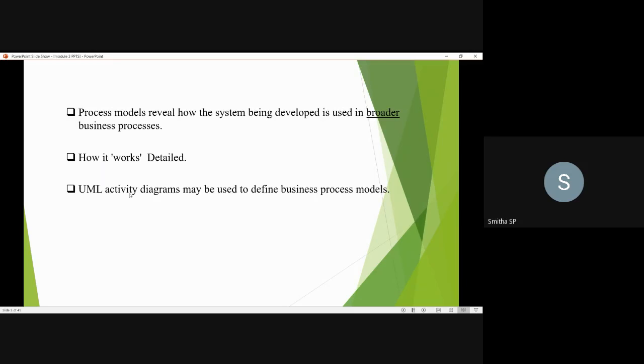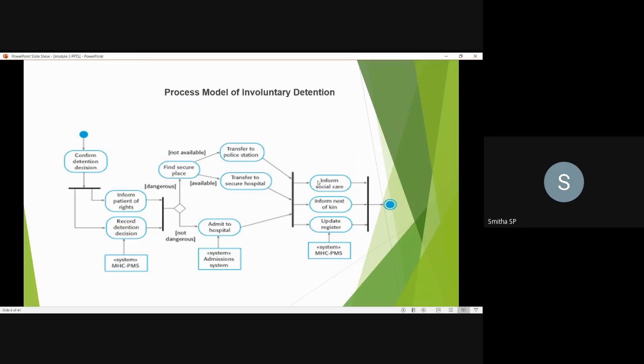Then we learned that UML activity diagrams are used to define business process models. This shows the activity diagram for the MHC-PMS. The filled circle indicates the start of the activity. A filled circle within a circle shows the end of the activity. Rounded rectangles, that is rectangles with round corners, show the activities. Arrows represent the flow of work from one activity to another. A solid bar indicates the activity coordination.